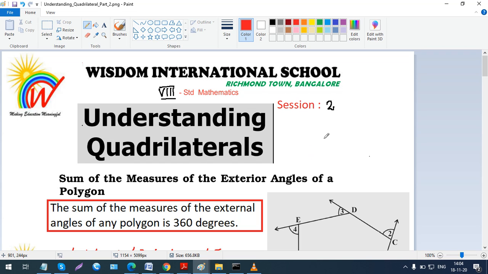We have already learned how to find the number of diagonals and all those things, right? So now we'll continue with it.